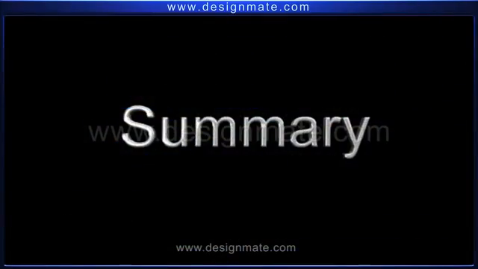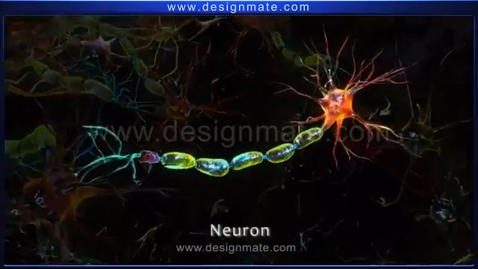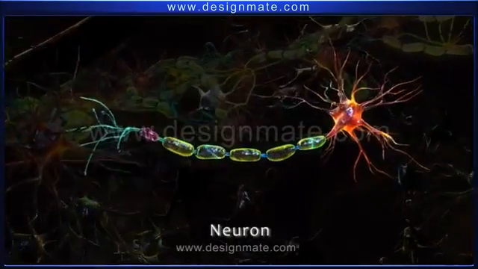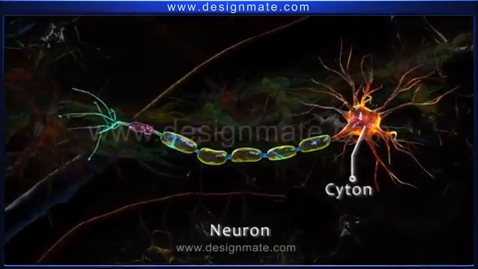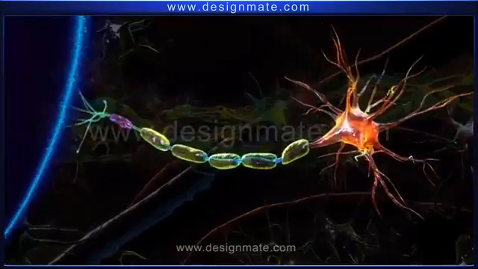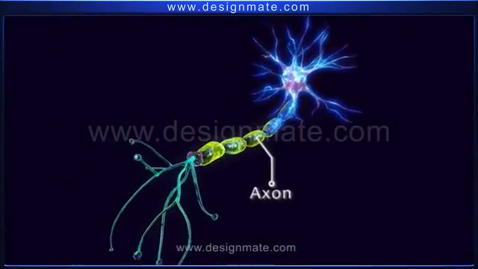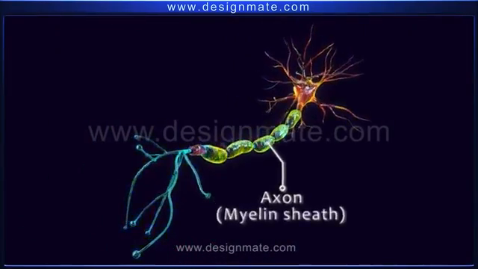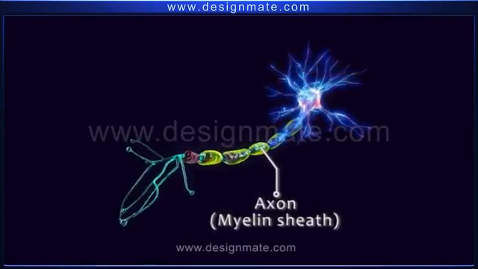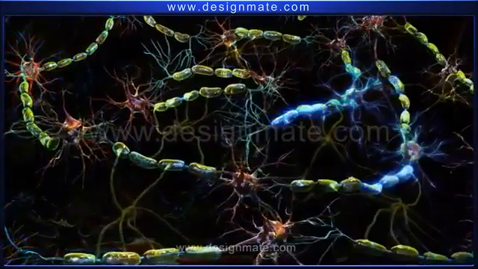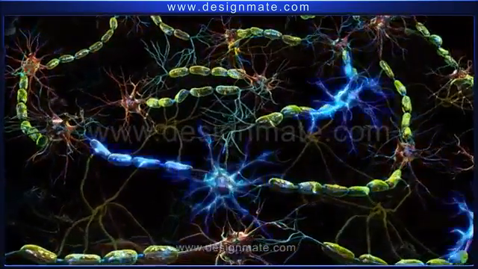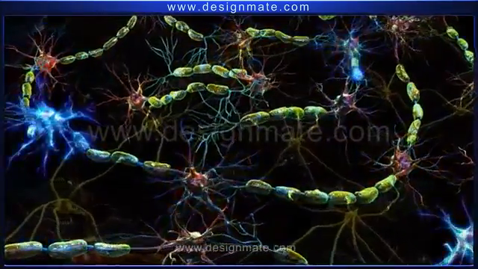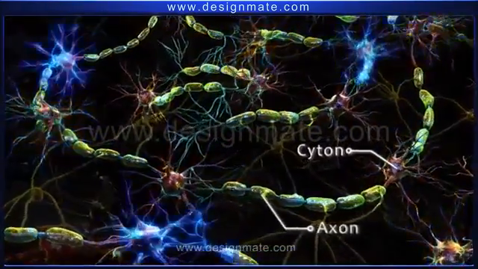A recap will help us remember that a neuron has three main parts, namely the dendrites, cyton, and axon. The axon shows a covering known as the myelin sheath, which helps in impulse transmission. The impulse travels through the neuron in one direction only, that is from cyton to the axon.